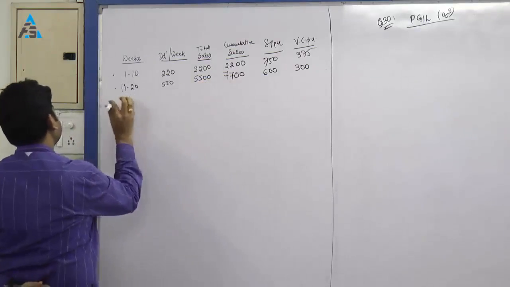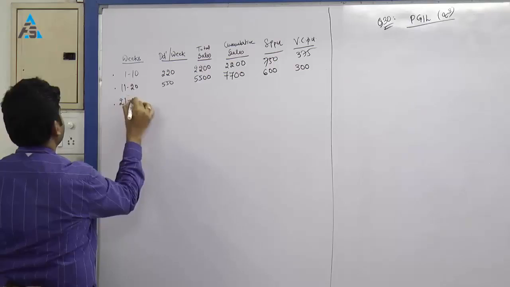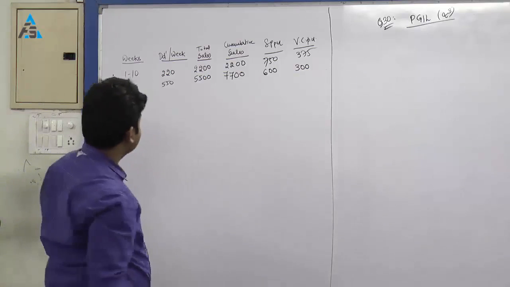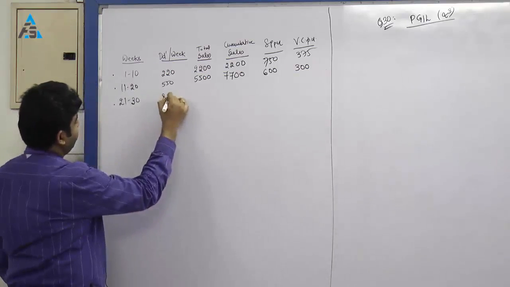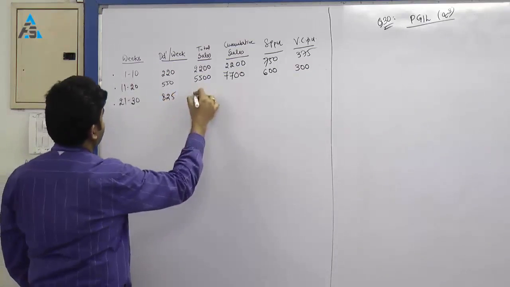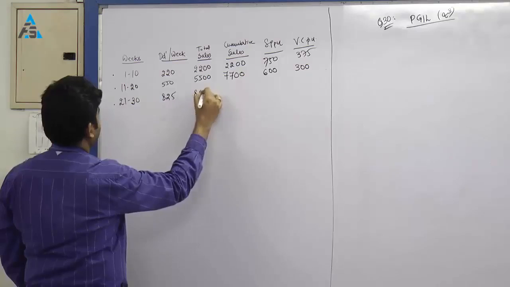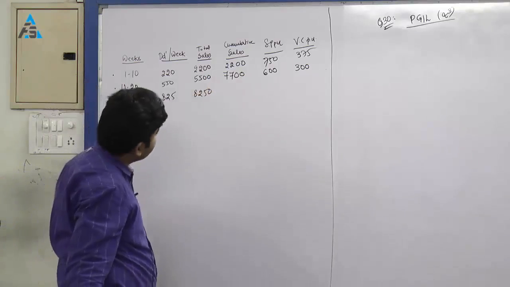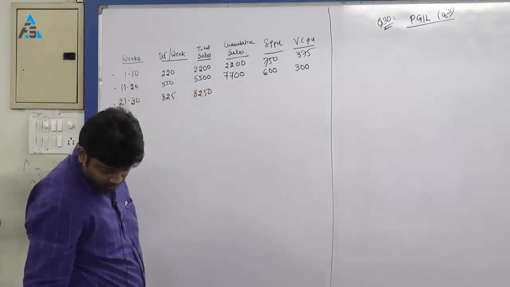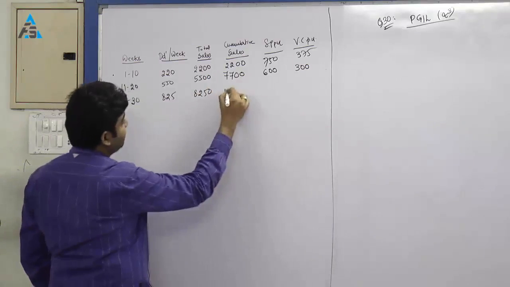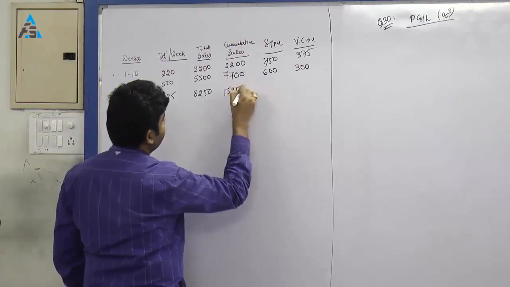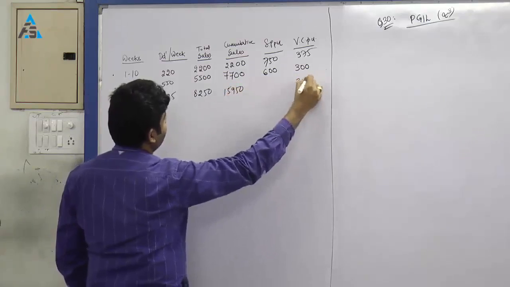Then we move on to weeks 21 to 30. Demand per week is 825. 825 into 10, total sales is 8250. What will be the cumulative sales? Somebody calculate. 7,700 plus 8250 will give me 15,950. If you all remember, that is the trigger point for variable cost. So till 15,950, the rate will remain the same.